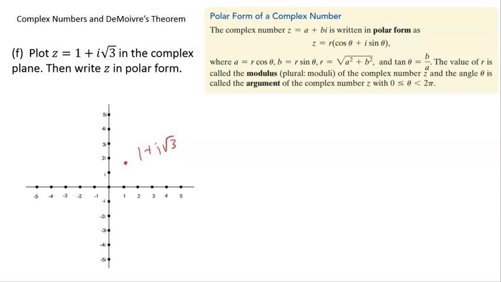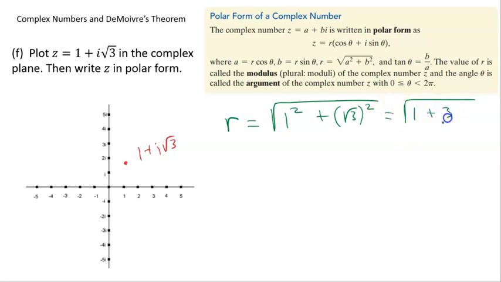Now, we need to change this to polar form. So there are 2 things you've got to do before you can even begin to write this in polar form. You have to find your modulus, and we call that r. Remember, you're just finding the absolute value of your complex number. So that's going to be your real part squared plus your imaginary part without the i. Don't ever put an i in there, squared. Just square each one and add. That's going to give you the square root of 1 plus 3, which is the square root of 4, which is 2. So your r value is equal to 2.